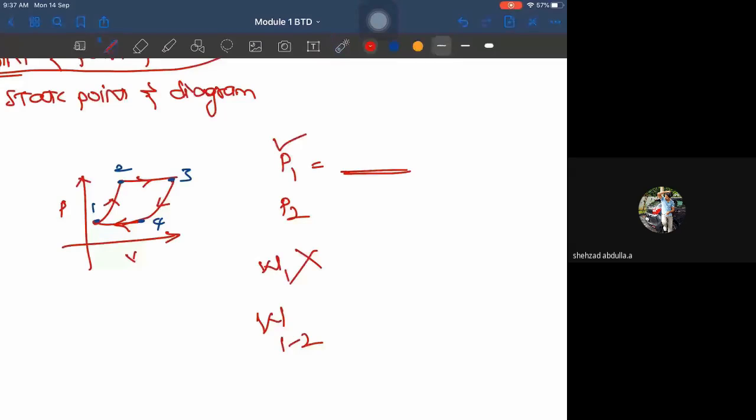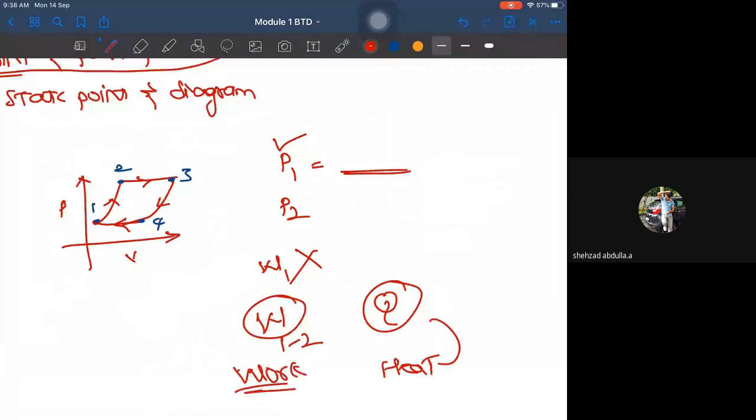So heat is denoted by Q and work is denoted by W. Both of these parameters are path functions. Q is a path function, as well as W is a path function. So if I want to calculate Q, I must specify a certain path.